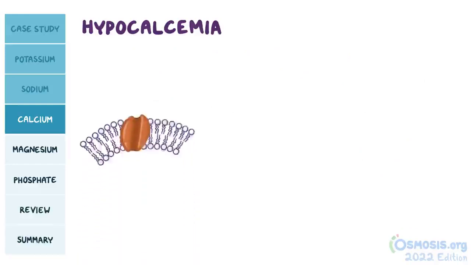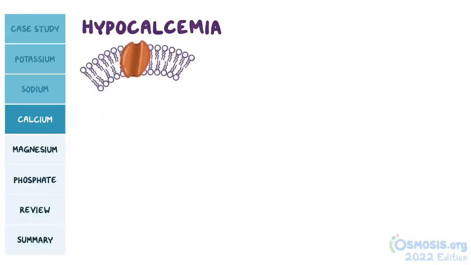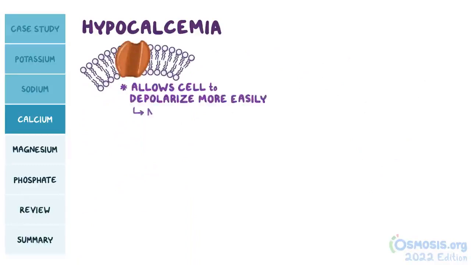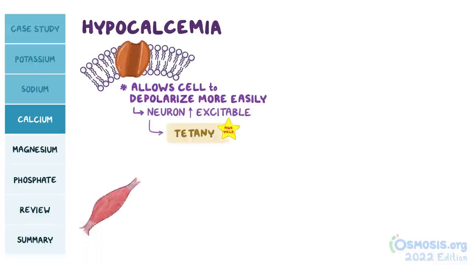With hypocalcemia, voltage-gated sodium channels are less stable and more likely to open up, which allows the cell to depolarize more easily and makes the neuron more excitable. This can trigger tetany, or the involuntary contraction of muscles, a classic symptom of hypocalcemia.